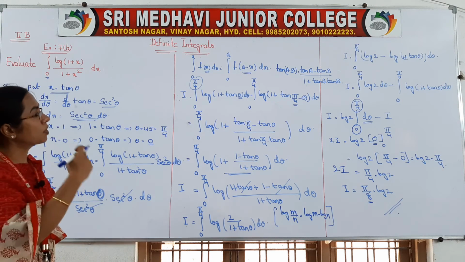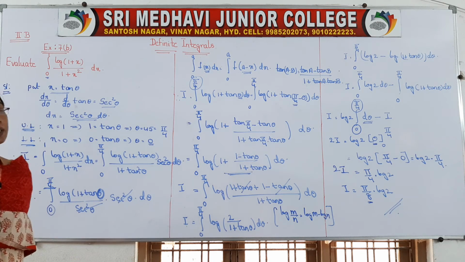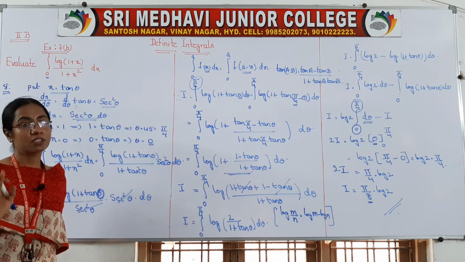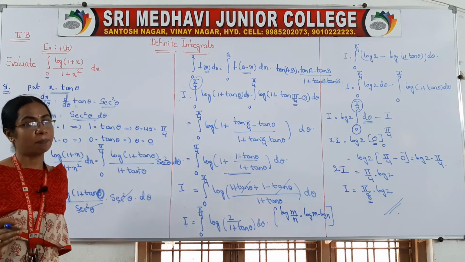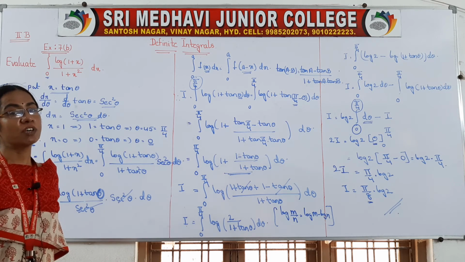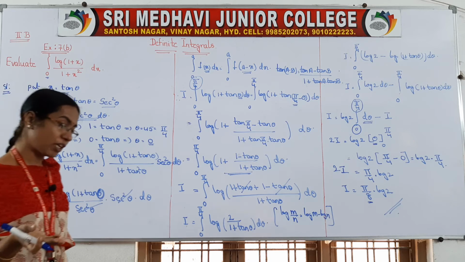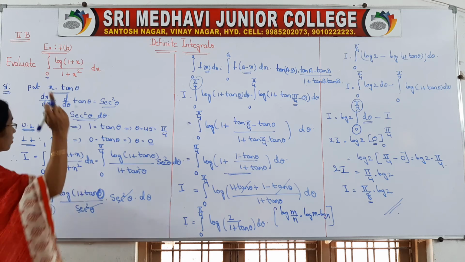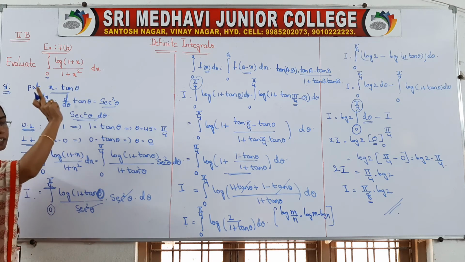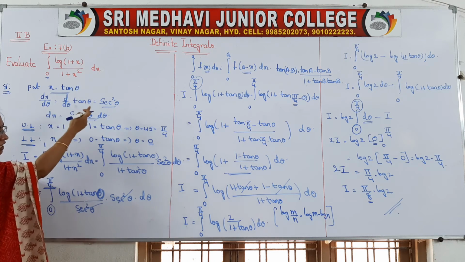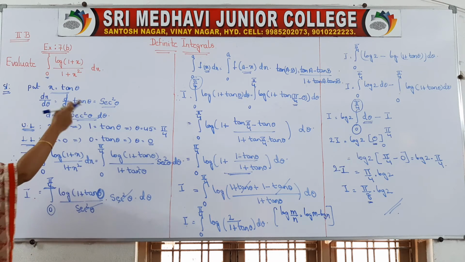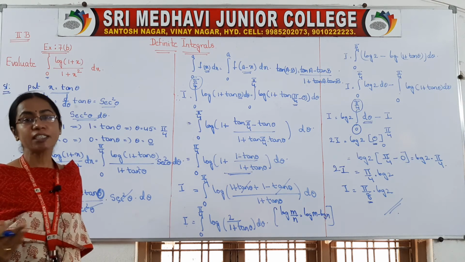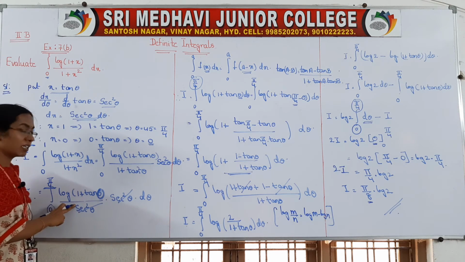Okay, so in this problem, first we have to see whether the integral is in direct formula form or not. If it is not in a direct formula form, we have to go for substitution and reduce the integral into standard form. So for that sake, I have taken x is equal to tan theta. Differentiating, we will get secant square theta. So downwards 1 plus tan square, secant square will get cancelled, and we will get this one.